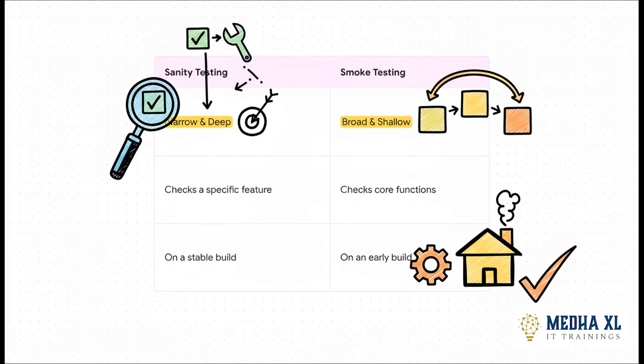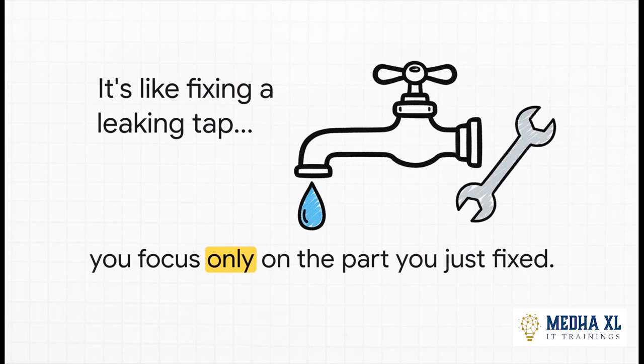Sanity testing is narrow and deep. You're drilling down on one specific thing that just changed. Smoke testing, on the other hand, is broad and shallow. It's a quick check of all the most important features to see if the whole thing is even stable enough to continue testing. A smoke test asks, does the app even start? Can people log in? Does the homepage load? A sanity test asks a much more specific question. Did that little fix we just made for the password reset actually work? See the difference?